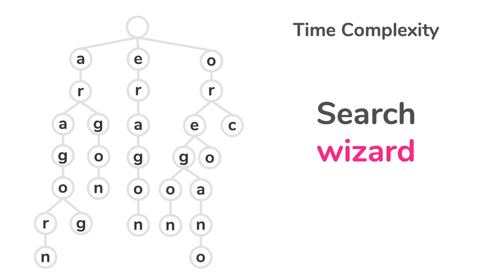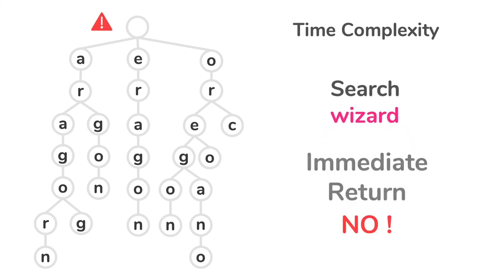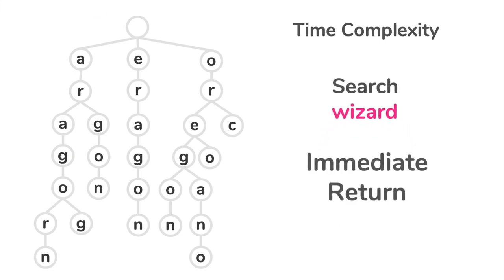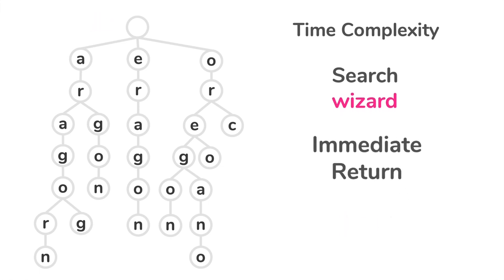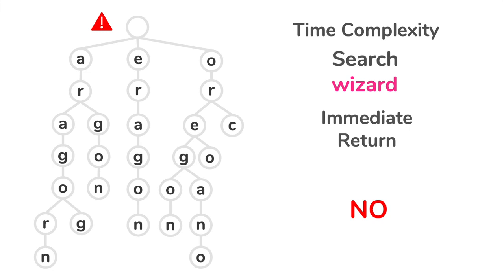However, this is not always the case. There can be a better scenario when we are searching the trie. If the search meets an empty spot for the next character, it would immediately stop the search and return false. So in that case, it would be better than O(M).